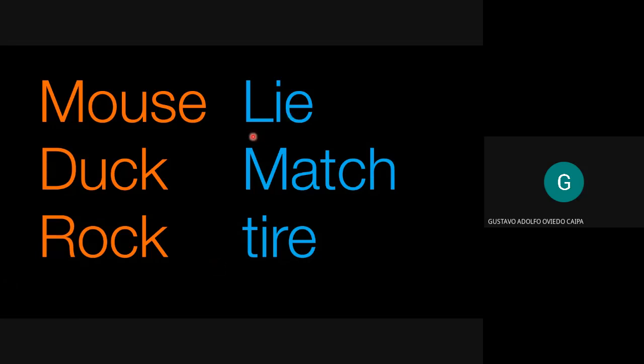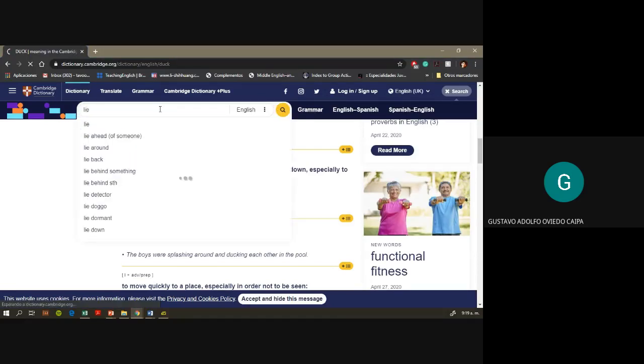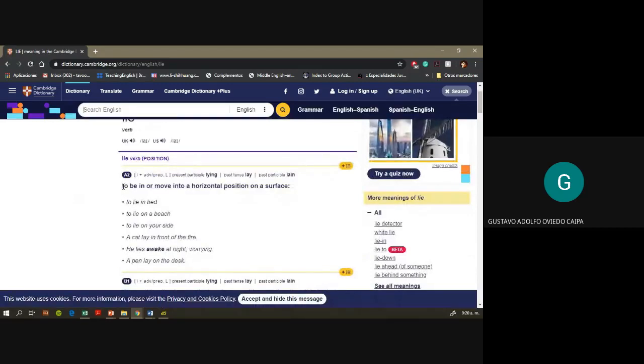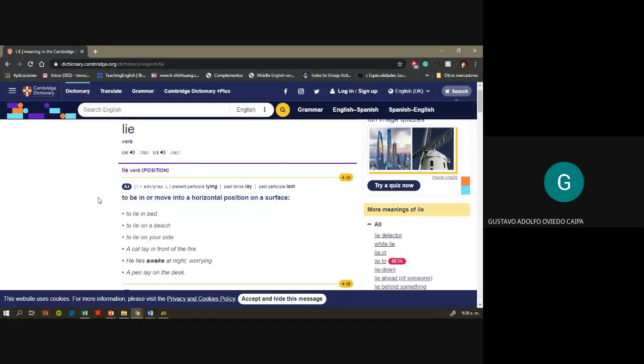Let's see, the other ones, lie in the sense of telling lies, right? But we can also have lie in the other form of the verb, which is normally to get down, like going to bed, like lie down, like put our bodies in a lower position, right? Let me see if I can find those differences. Lie. All right, you see, to be in or move into a horizontal position on a surface, right? Actually, that's the first definition that they give us. So that's one.